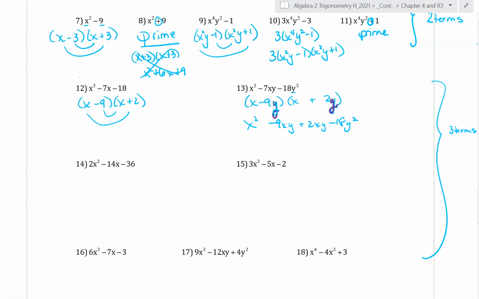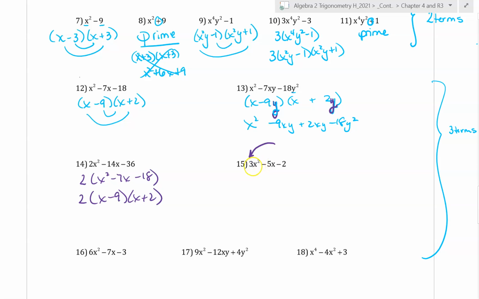For 14 and 15, always look for a common term. So go ahead and see if there's a common term that you can factor out first before you factor completely. So for number 14, you could factor out a common term of 2, and then it looks very similar to the problem that we did previously. But for number 15, notice all of the terms do not have a common factor. So this is a little different.